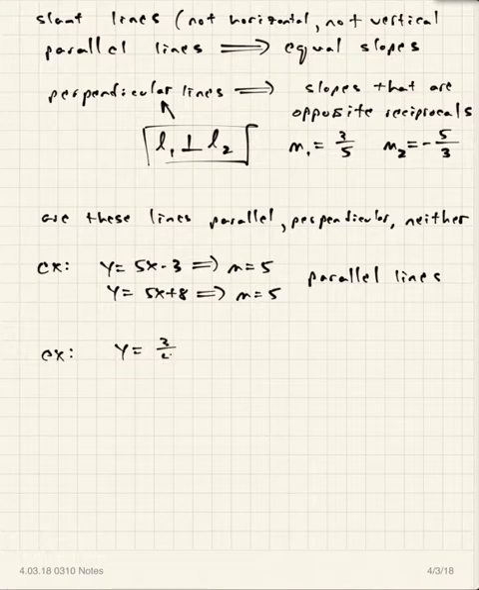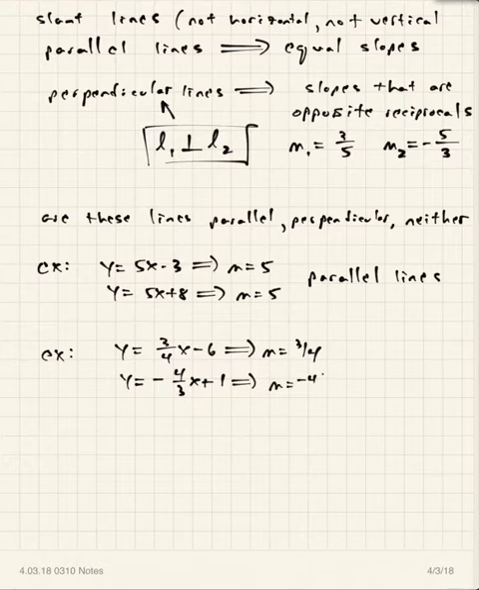Y equals 3/4 x minus 6, and y equals negative 4/3 x plus 1. Both of those equations are in slope-intercept form. The slope of the first line would be 3/4, and the slope of the second line would be negative 4/3. And what do we see about those slopes? That they are opposite reciprocals, right? You could flip one and change its sign and you get the other one. And so that means if I graphed these two lines, I would find that they meet at right angles, that these are perpendicular lines.